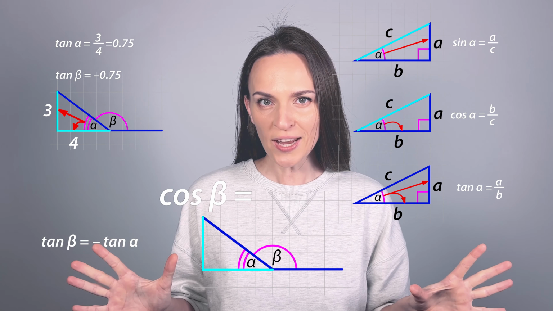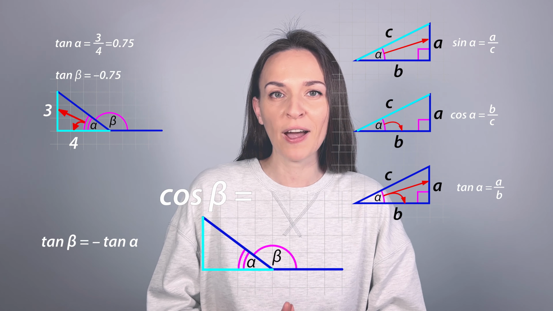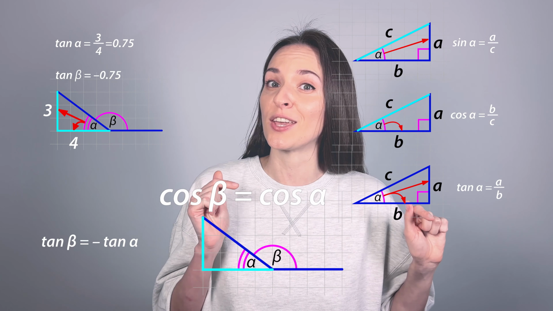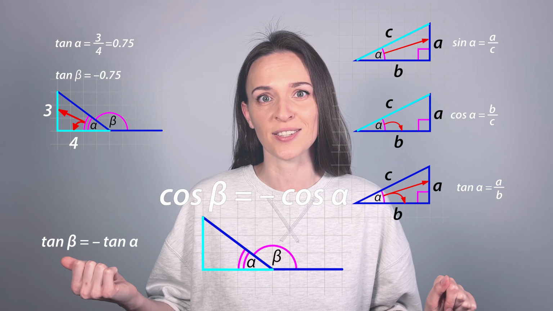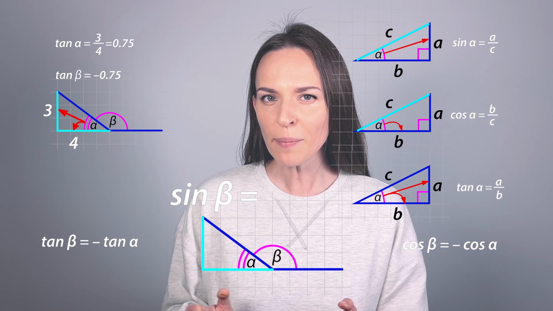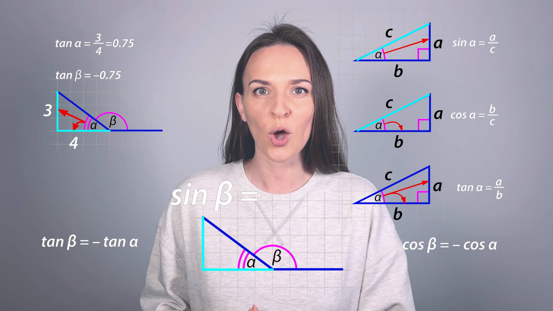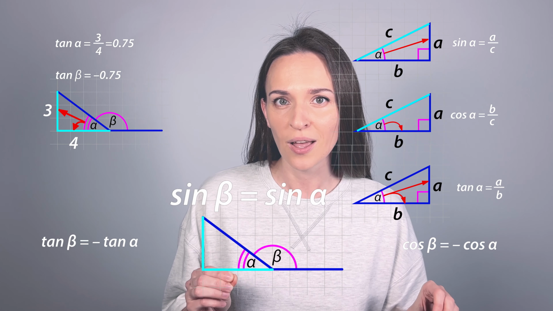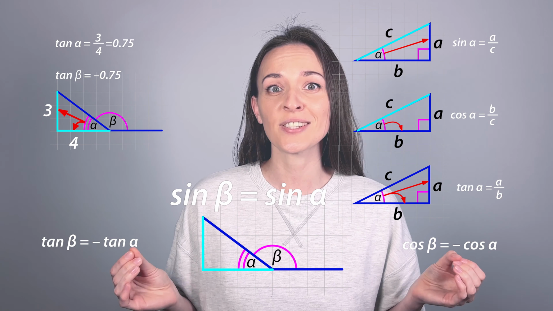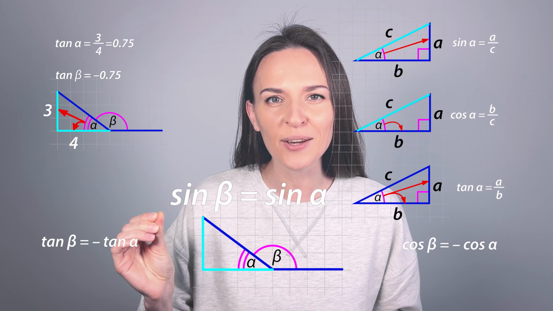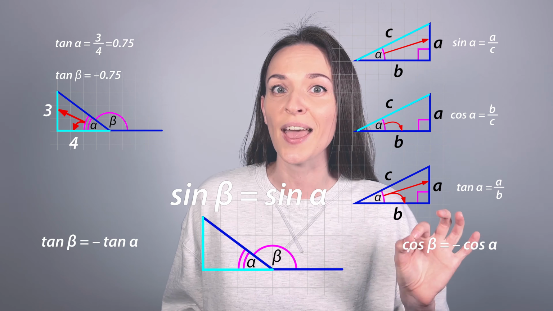To find the cosine of the obtuse angle, you have to find the cosine of the adjacent acute angle and also add a minus. But to find the sine of the obtuse angle, you have to find the sine of the adjacent acute angle. And that's it, because the sine of the obtuse angle equals the sine of the adjacent acute angle.